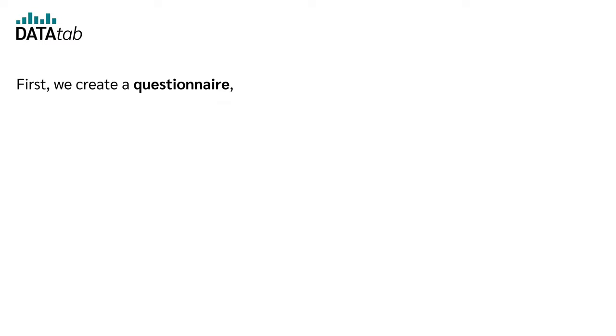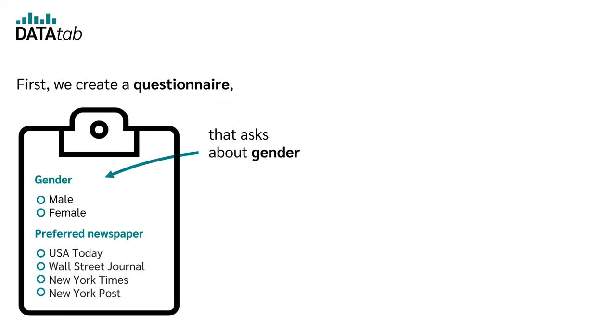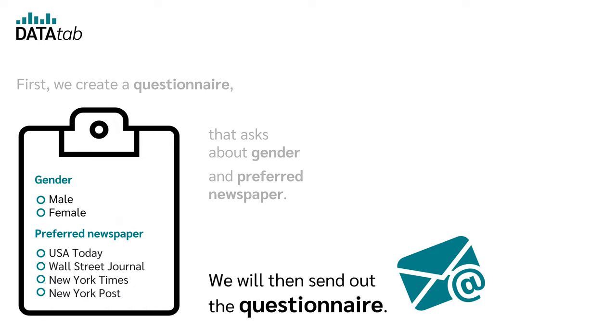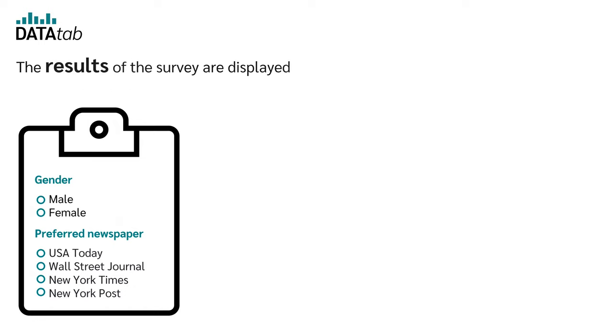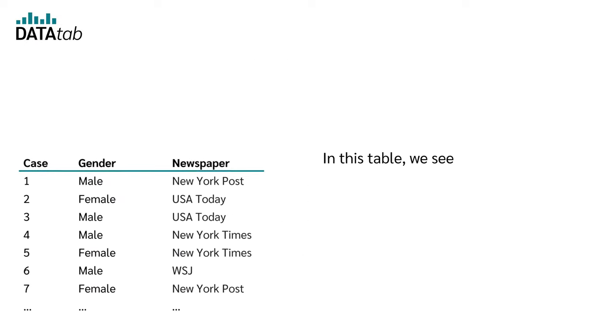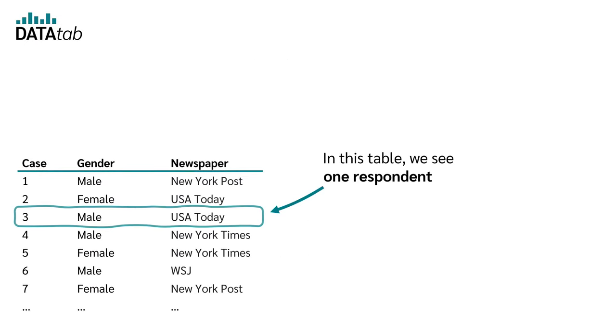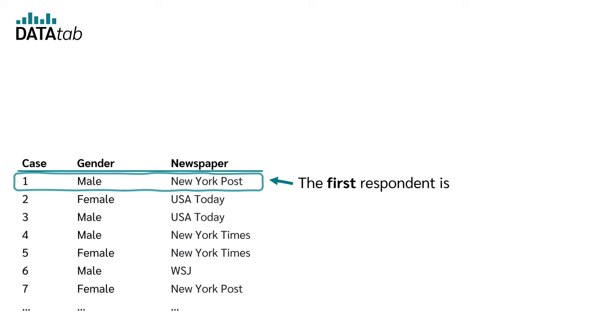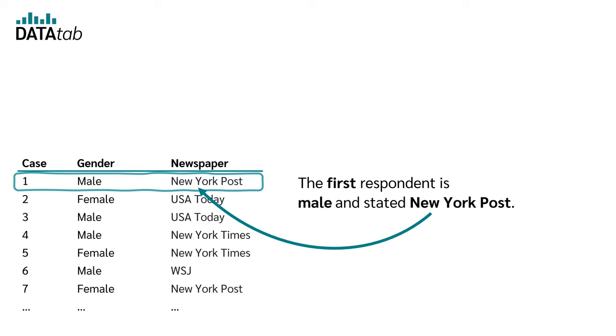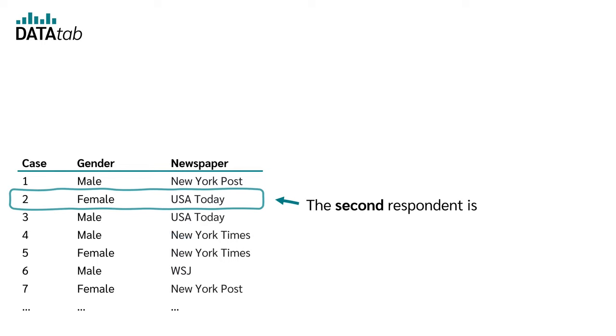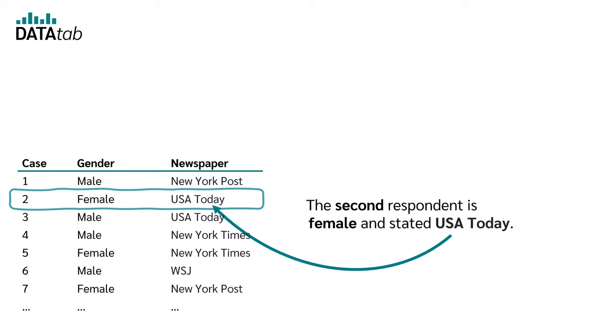So first we create a questionnaire that asks about gender and the preferred newspaper. We will then send out the questionnaire. The results of the survey are displayed in a table. In this table, we see one respondent in each row. The first respondent is male and stated New York Post. The second respondent is female and stated USA Today.